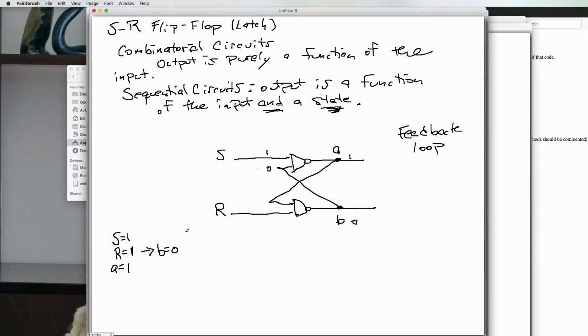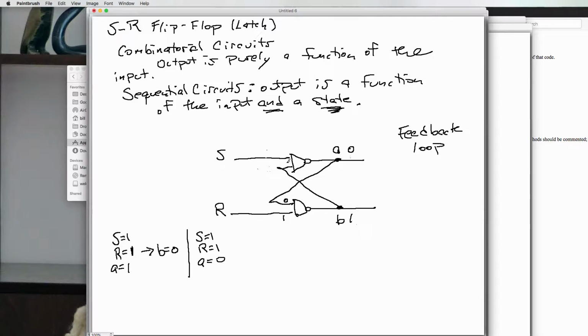Now the other situation I want to consider is suppose S is equal to 1 and R is equal to 1, and now I want to assume that A is equal to 0. So if I do that, let me come over here and erase things. Okay, if A is equal to 0, then I'm going to have a 0 here, and a 1 here. And putting a 0 and 1 into a NAND gate is going to make B a 1.